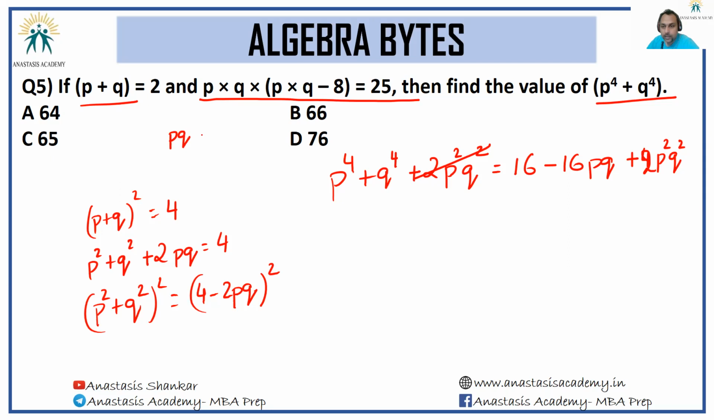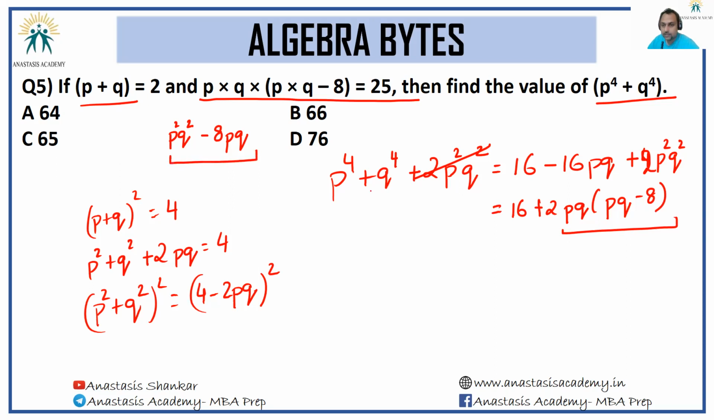P square Q square minus 8 times PQ. If I take out plus 2PQ common from it, would I be left with PQ minus 8? And this is what is given to us in the question. So this is as good as 16 plus 2 into 25, or 66. The answer to this question should be option B.